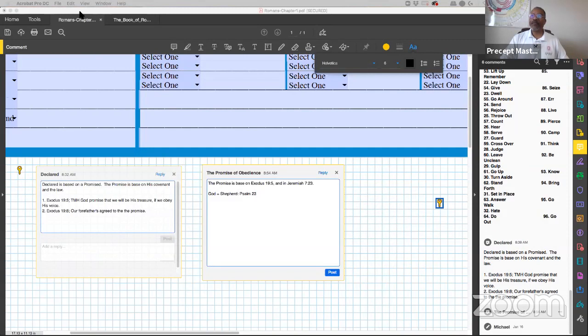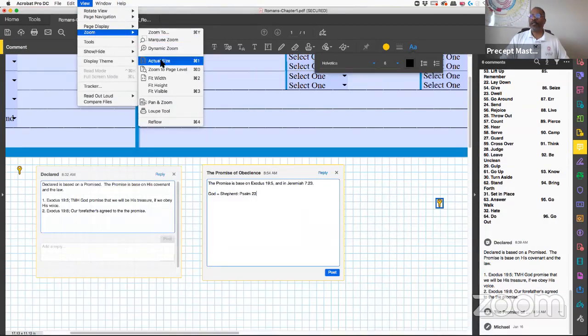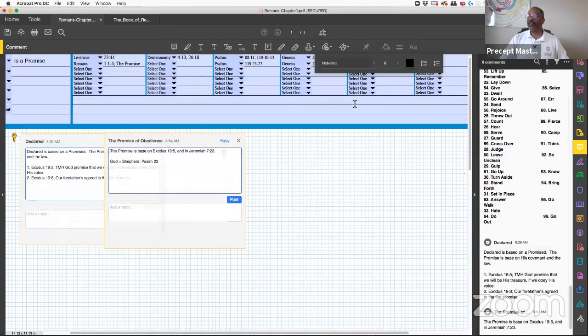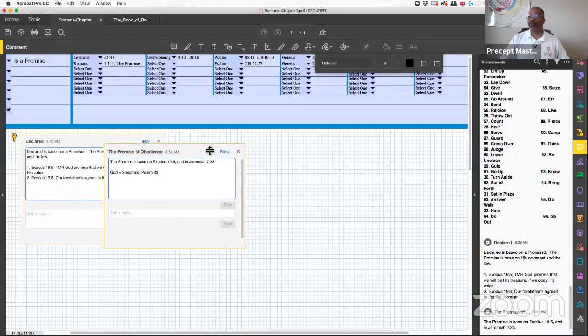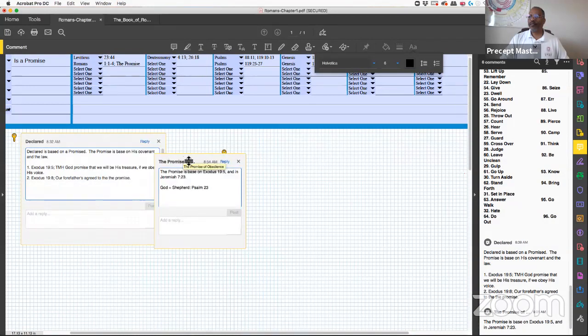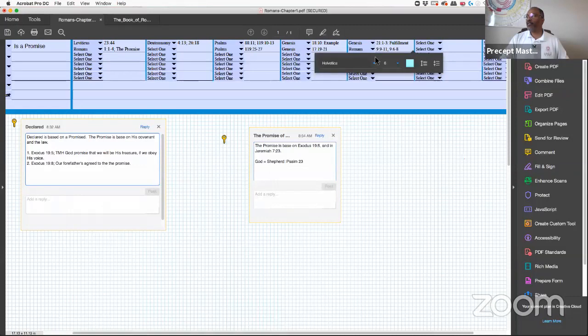Actually, let me zoom this out. Let me zoom that out some. And actually, I don't know why that's showing there. What I'm trying to do is move this. I don't know why it's doing this. I don't want that part, but let me see. Nope, that's still there. I'm trying to get rid of this. Well, I'll leave it there for right now.